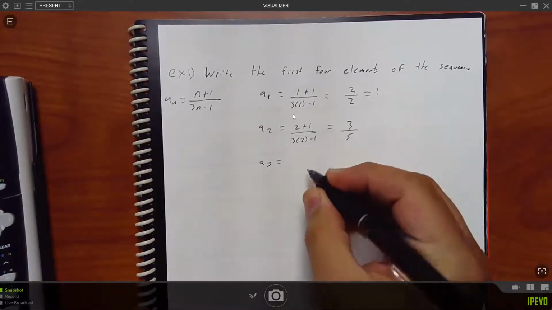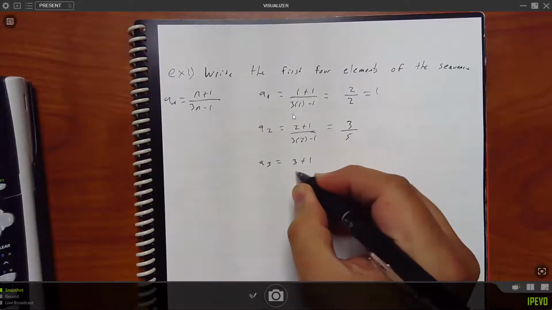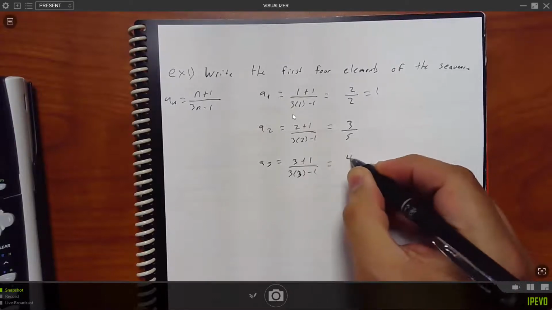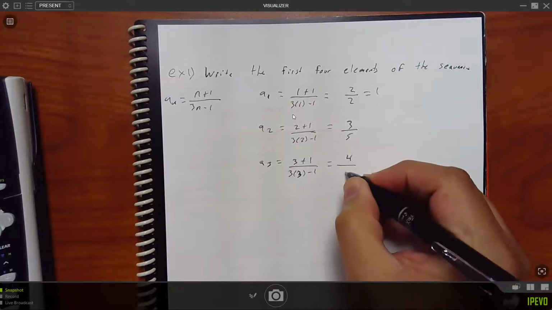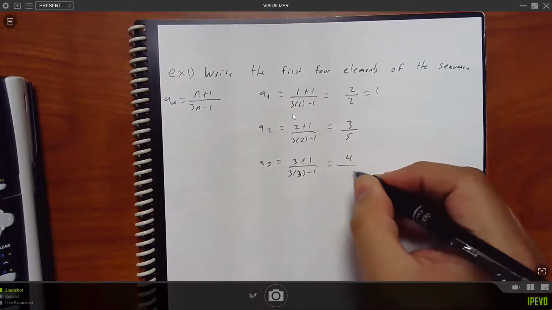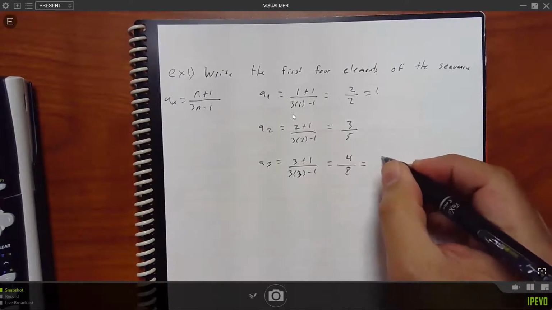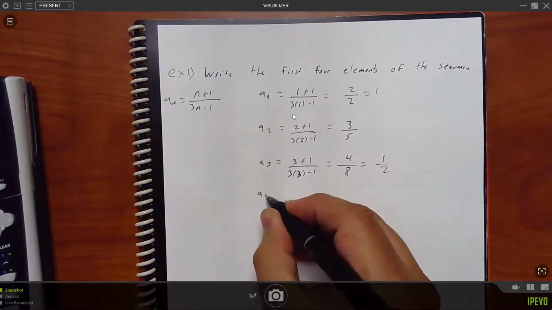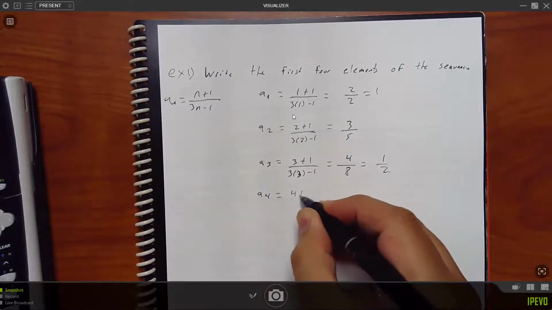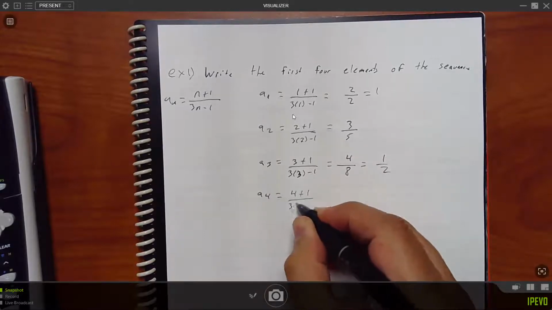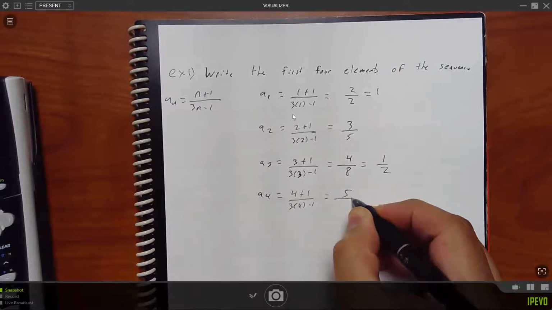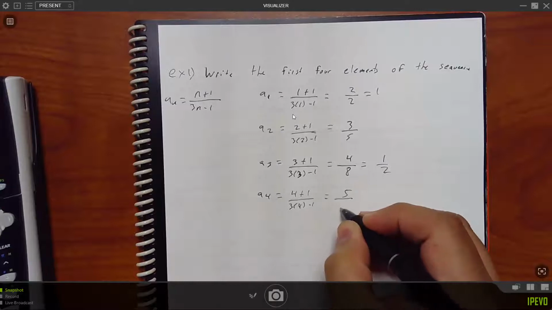A3 will be 3 plus 1 over 3 times 3 minus 1, which will be 4 over 9 minus 1, 8, so 1 half. Finally, the fourth one will be 4 plus 1 over 3 times 4 minus 1, which is 5 over 11, so 5 elevenths.